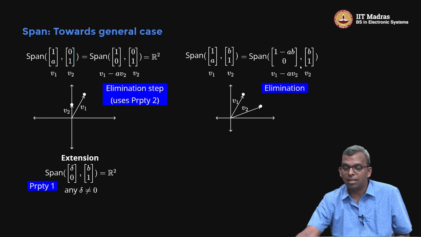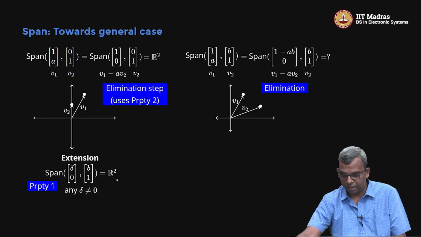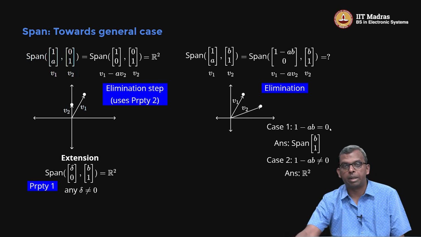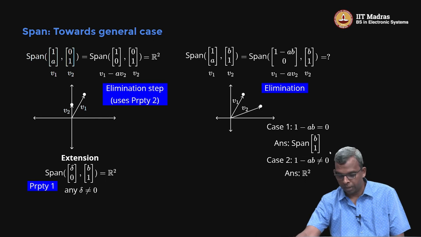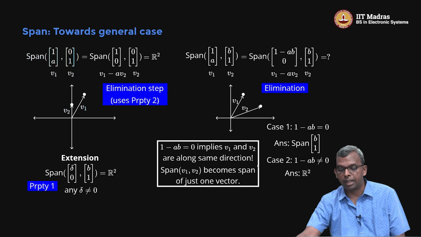Now this one looks very much like this, right? So this 1 minus ab now controls how the span is going to behave. If this 1 minus ab is 0, then I have only this (b, 1) and the 0 will play no role. The 0 is like the origin, it is useless, you can throw it out, so it is the span of (b, 1). But if this 1 minus ab is not 0, then you get this kind of a picture and you get R2. So it depends on 1 minus ab. If 1 minus ab is 0, then the span of (1, a), (b, 1) is actually the span of (b, 1). In case 1 minus ab is not 0, you get the entire R2.